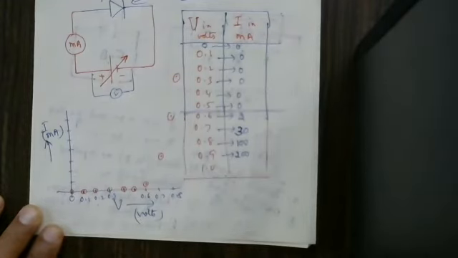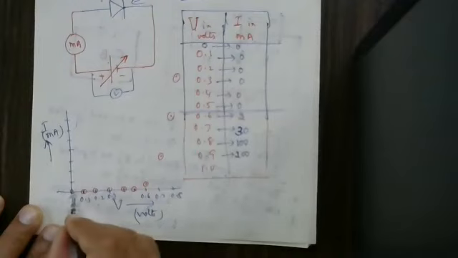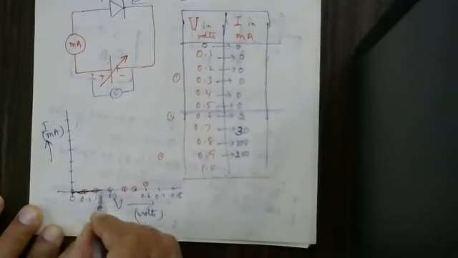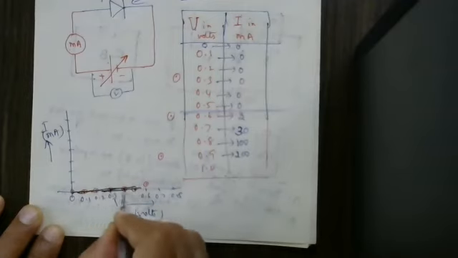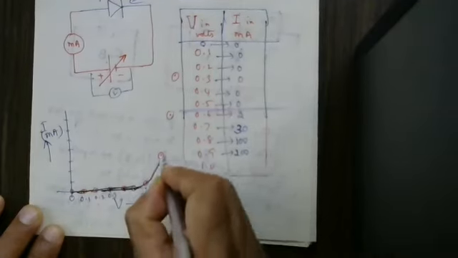Plot all these things. Once it is plotted, you are supposed to draw a curve. I am drawing a curve like this. Up to here it is 0. Like this we have to draw. This curve is called the forward bias characteristics curve. Voltage versus current we have to plot.